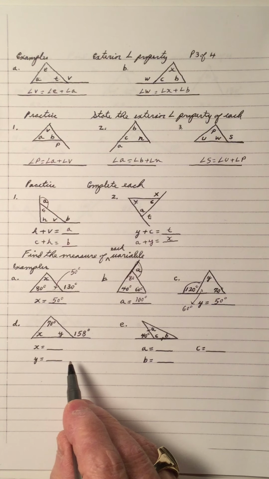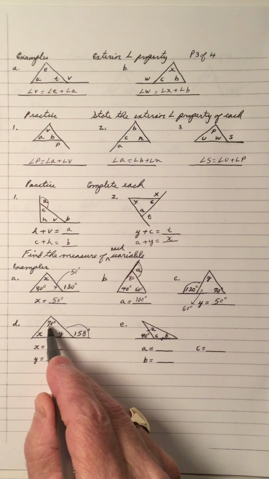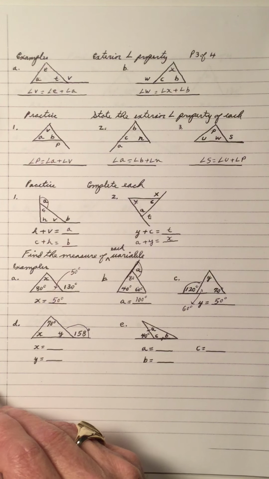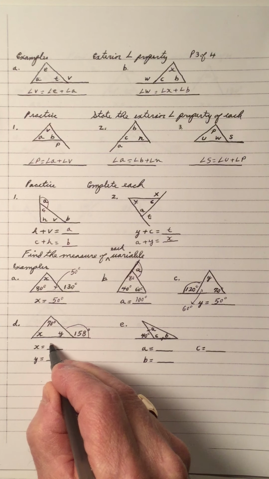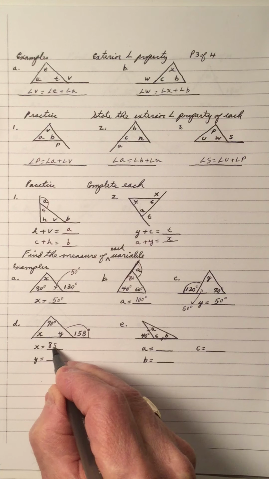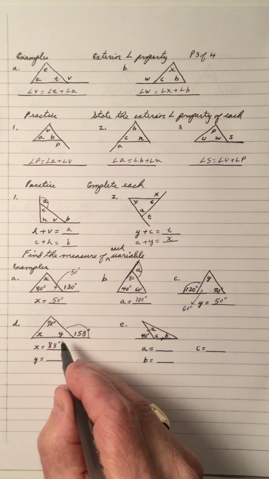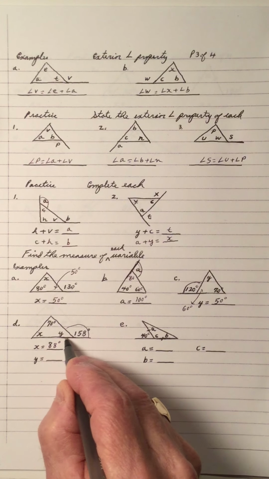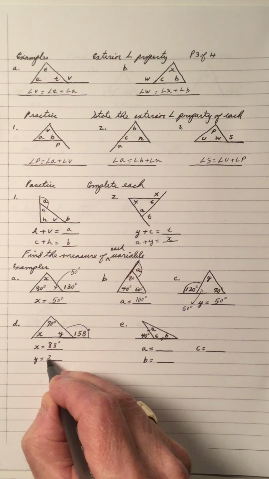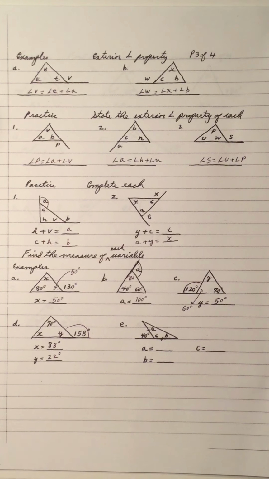D. Let's do these. X: this is the exterior angle here, and that's equal to that 70 plus X. So 70 added to what gives me 158, and the answer is 88. So 158 subtract 70 is 88. And Y and 158 are supplementary. They add up to 180, so that's a 22. Again, lots of ways to do it.